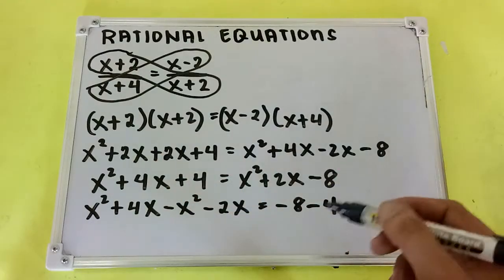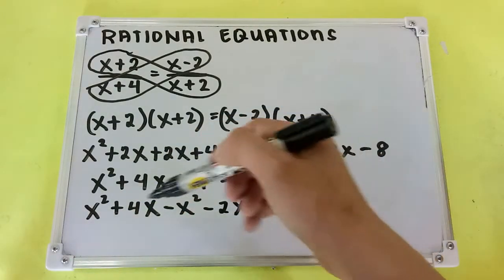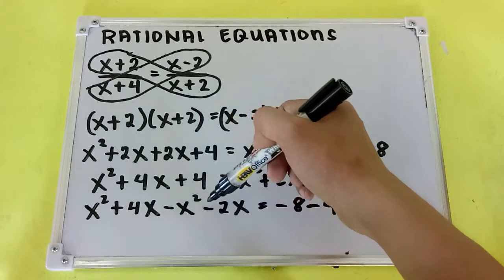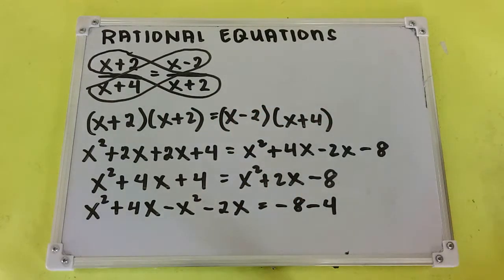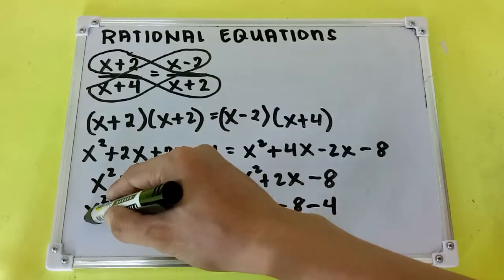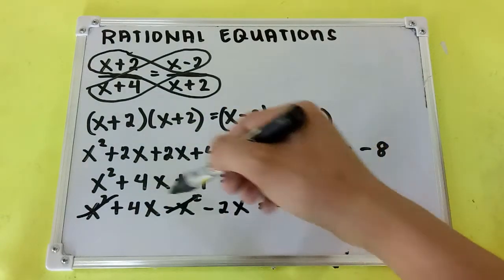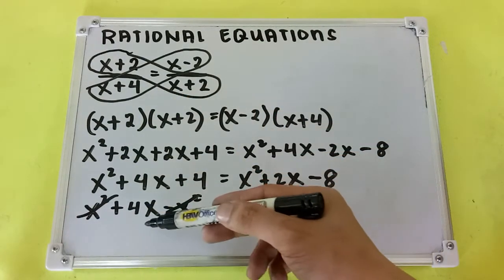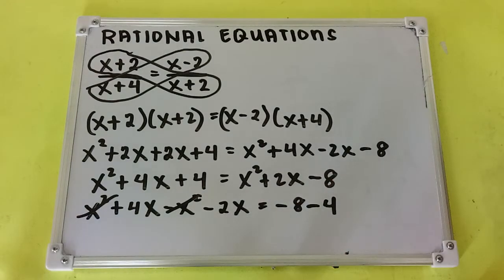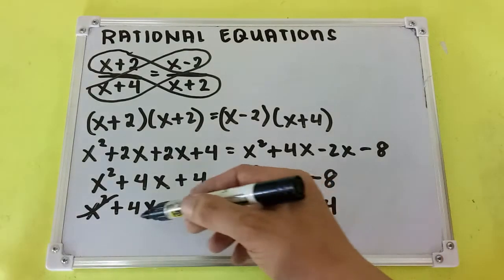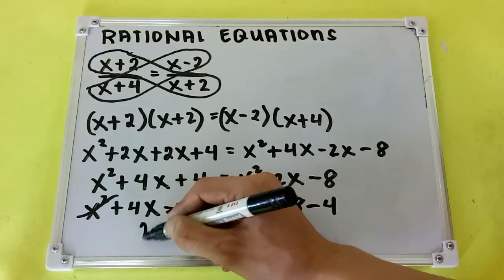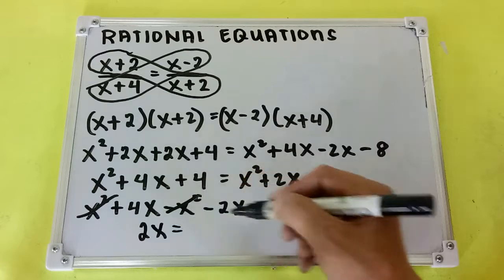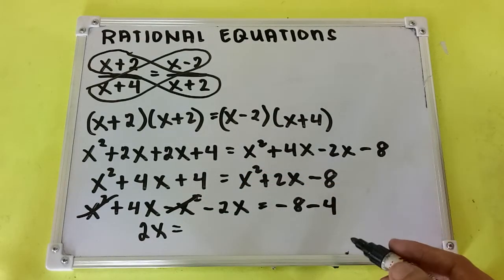So there. Again, we will just simplify this. Positive x squared minus x squared is just like positive 1 minus 1, or 2 minus 2, 3 minus 3, so 0. Or you just cancel them. So we just cancel this, and the term with exponent 2 disappears. So what remains is 4x and negative 2x. When we perform 4x minus 2x, what remains is 2x. That is equal to negative 8 minus 4.